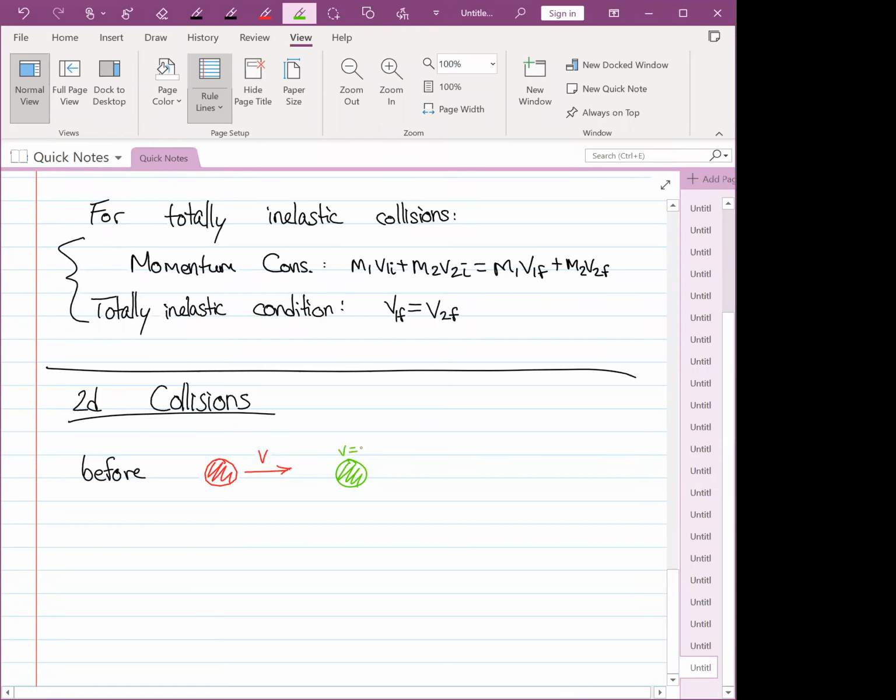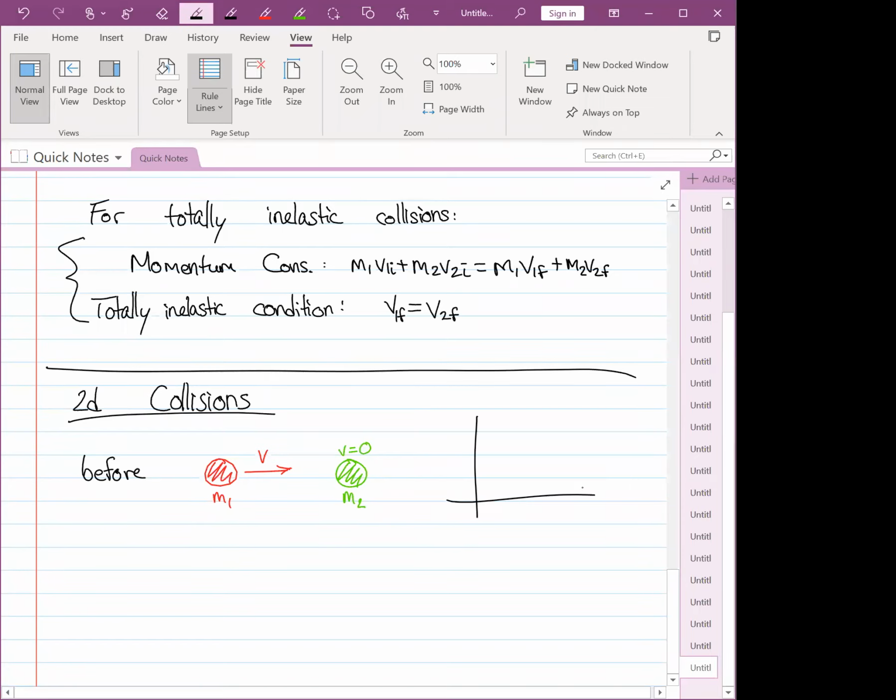Velocity 0. Let's say that this ball has mass m1 and this ball has mass m2. So there's a whole bunch of things that could happen. They could hit dead on, in which case it would just be a one-dimensional collision, or they could bounce off each other at an off angle. A whole bunch of things can happen. So clearly you need to know a lot more about the system to even be able to solve it.